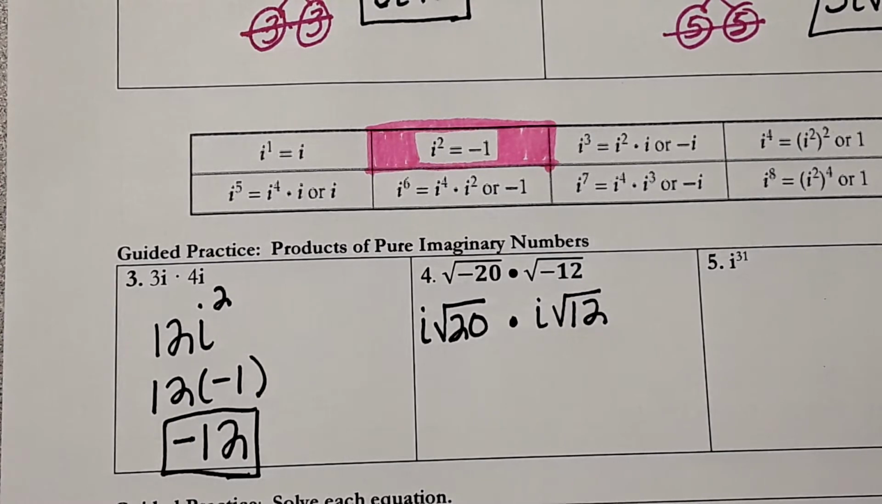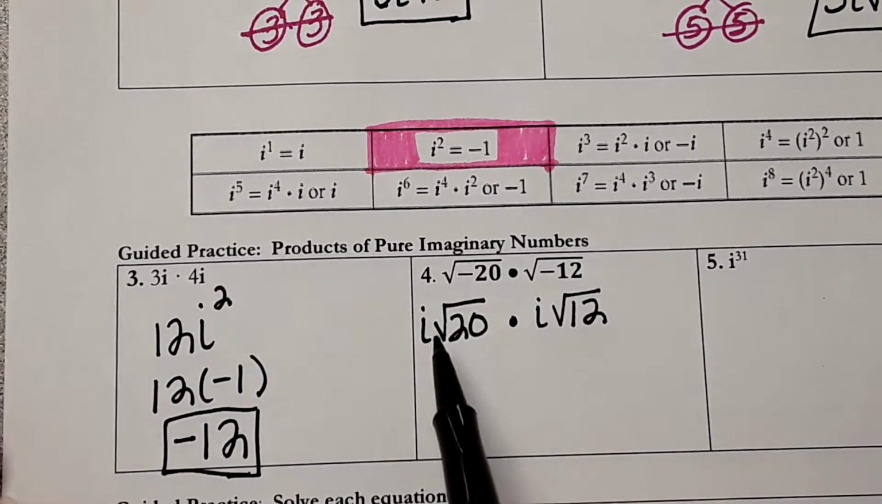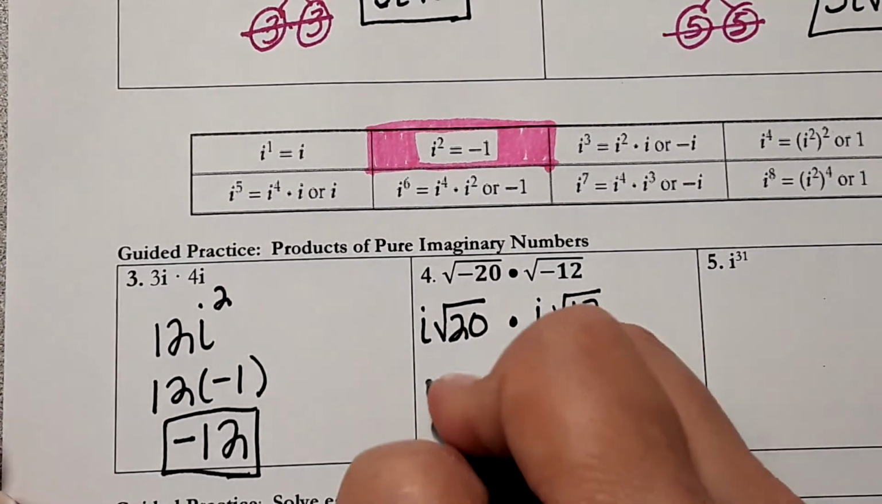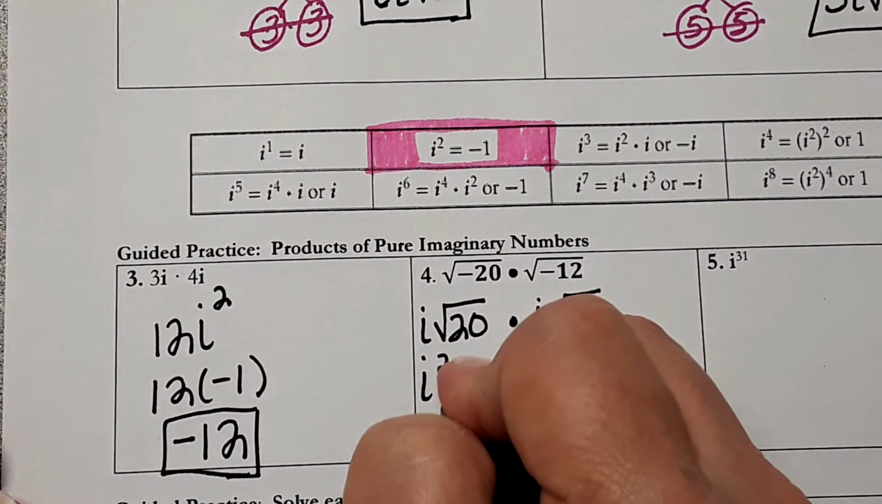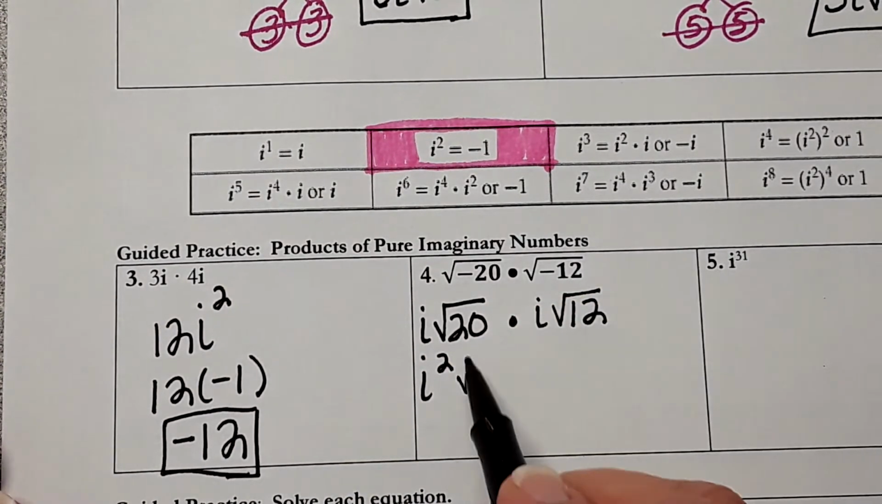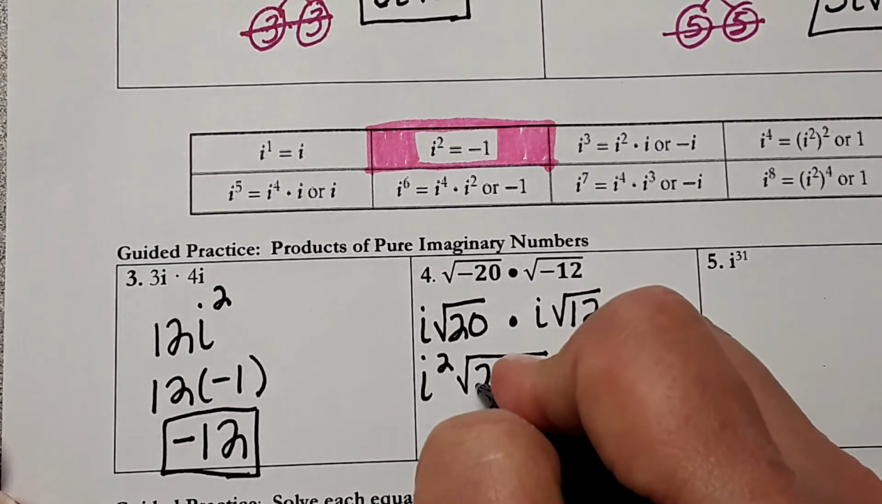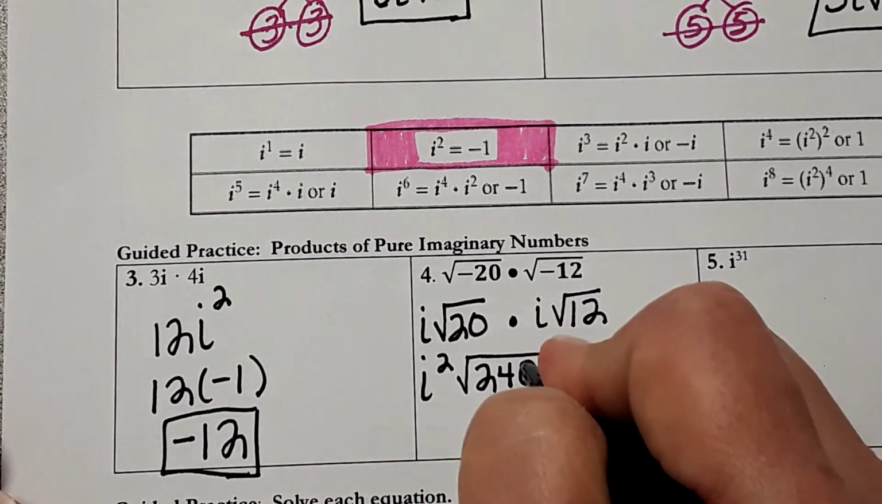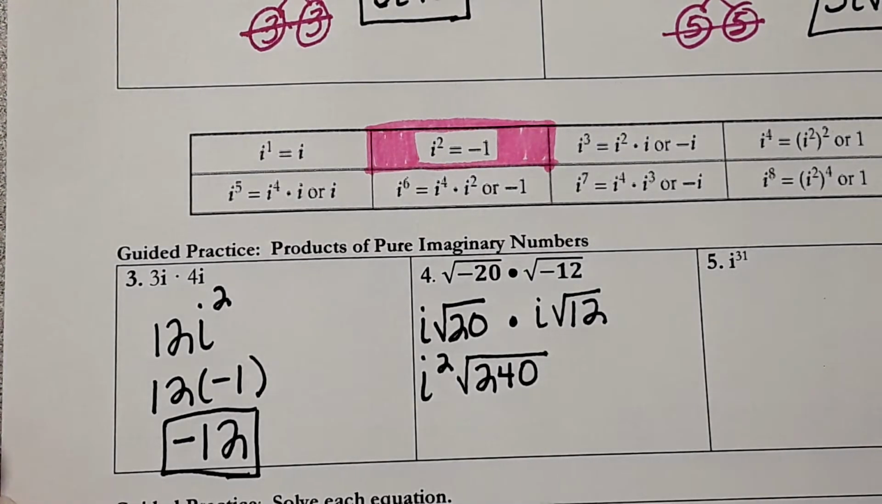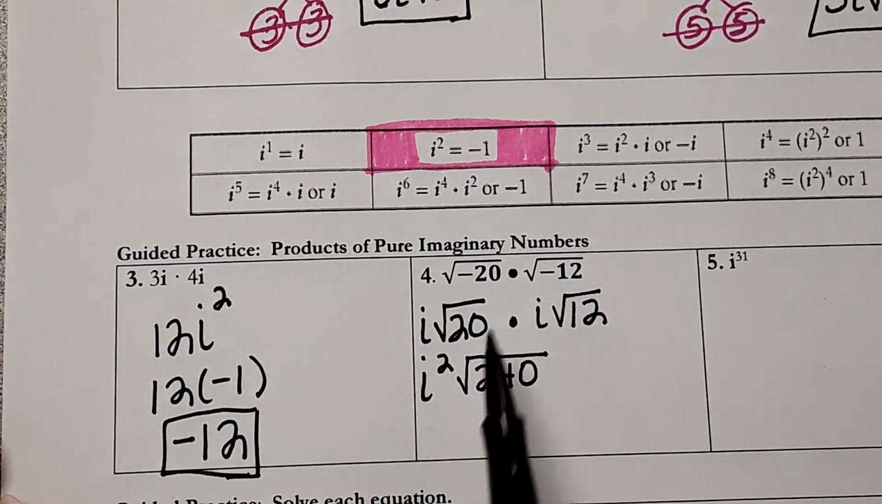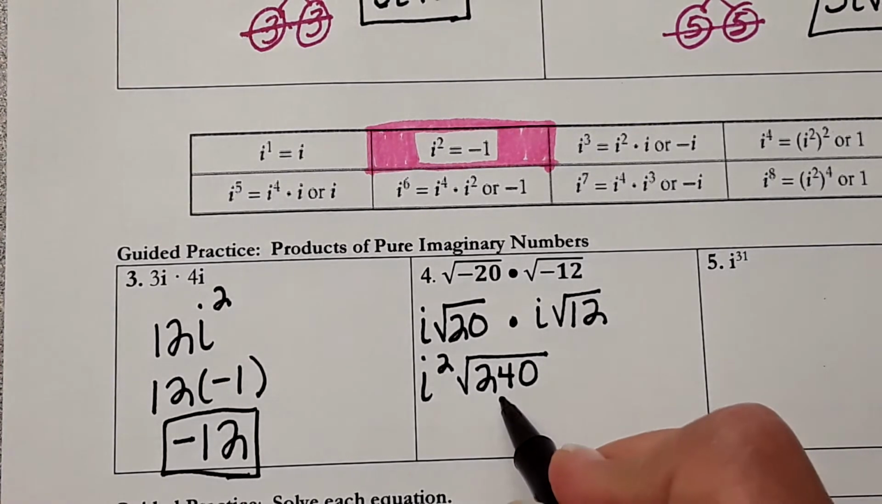Now, what you're going to do is now we can multiply. i times i is i squared. The square root of 20 times the square root of 12 is the square root of 240. So i times i is i squared, and 20 times 12 is 240. Now what I'm going to do is factor it. Just like I did examples 1 and 2, I'm going to do my little factor tree.